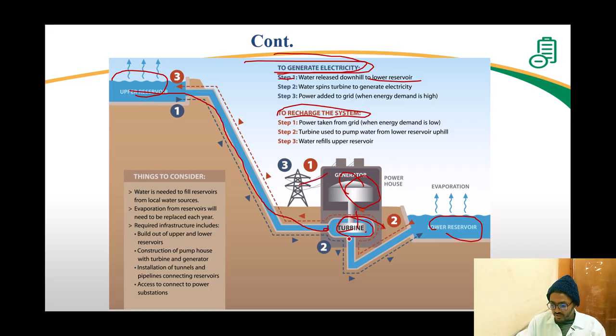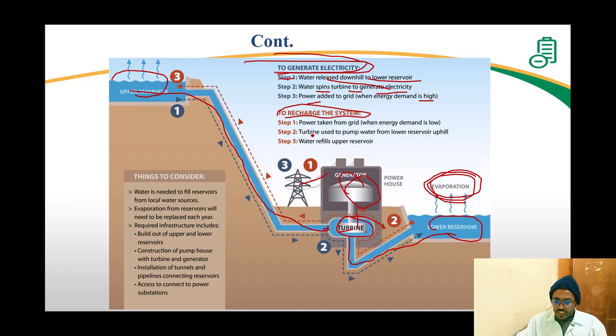So the water will go here, lower reservoir, right? At the same time, don't forget there's evaporation here. Through time, it's a container, so it will evaporate through time. So first release it down into lower reservoir, then water spins turbine to generate electricity. We've said about this. Power is created when energy demand is high.